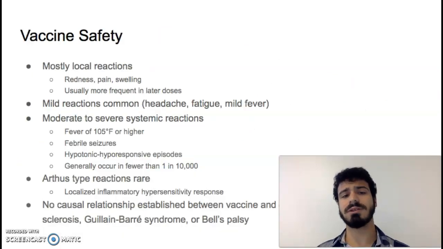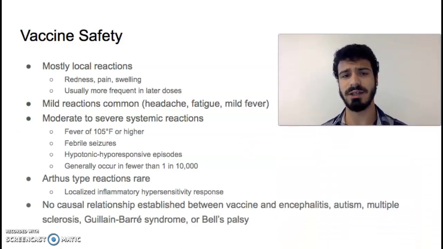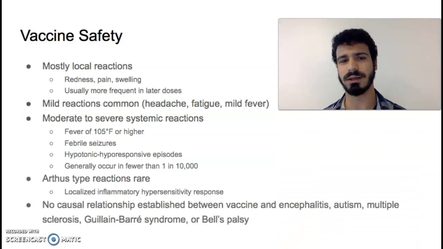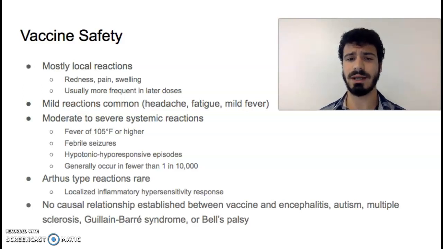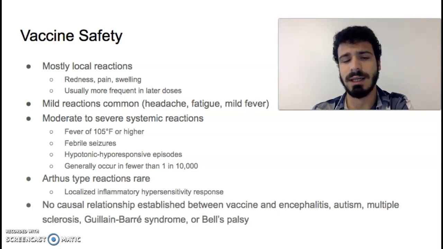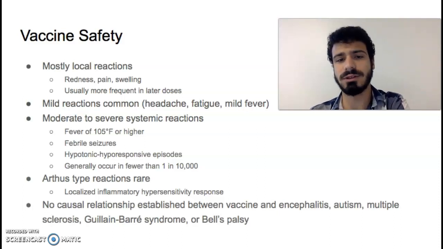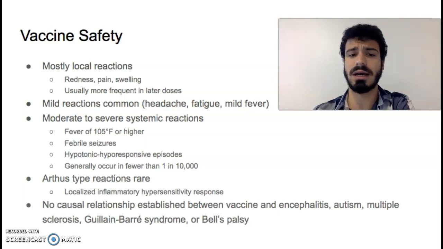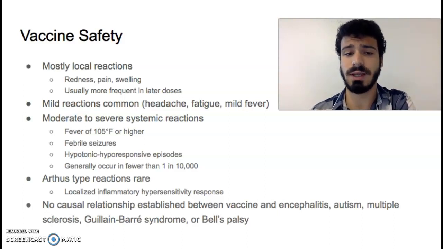As far as vaccine safety is concerned, it's generally mostly local reactions, like other vaccines: redness, pain, swelling, which are usually more frequent in later doses. Mild reactions are common, with headache, fatigue, mild fever. And then moderate to severe systemic reactions can occur. They're extremely rare, generally fewer than 1 in 10,000 people. Those would include a fever of 105 degrees or higher, febrile seizures, and hypotonic or hyporesponsive episodes.